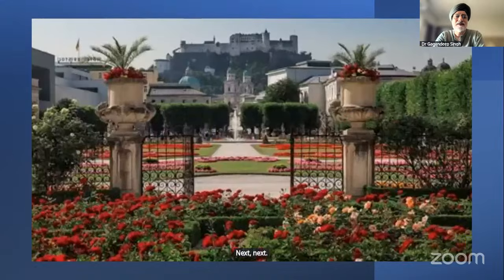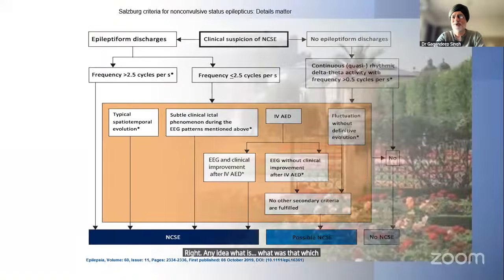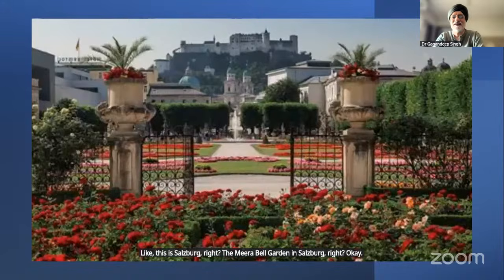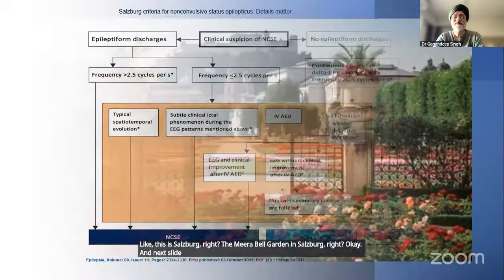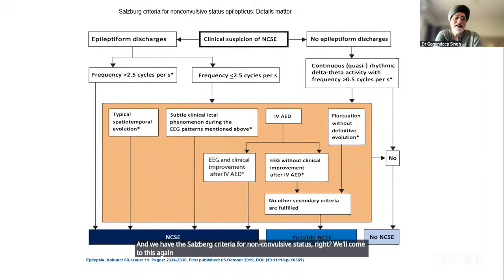Next. Okay. Right. Any idea what that place was? This is Salzburg, right? The Mirabell Garden in Salzburg, right? Okay. And next slide. And we have the Salzburg criteria for non-convulsive status, right? We'll come to this again. Next slide.